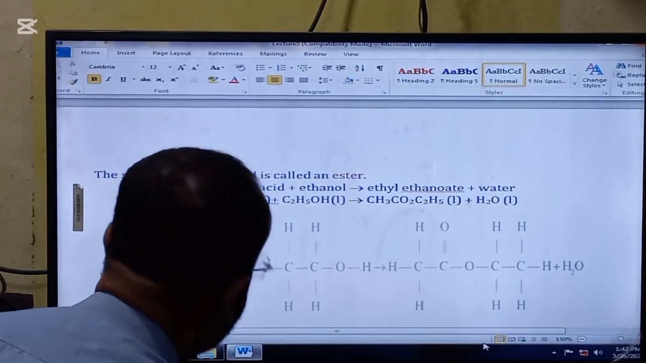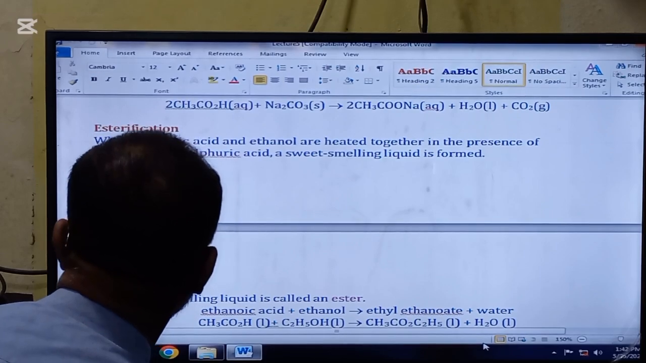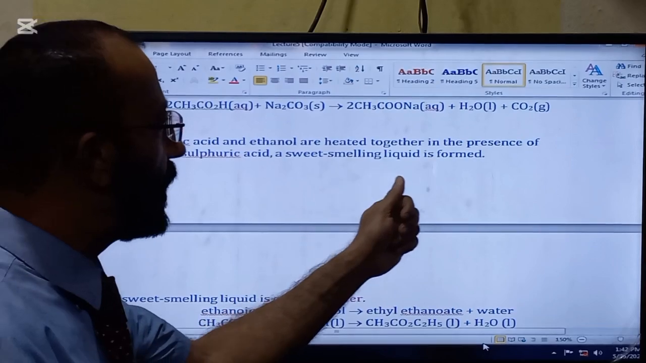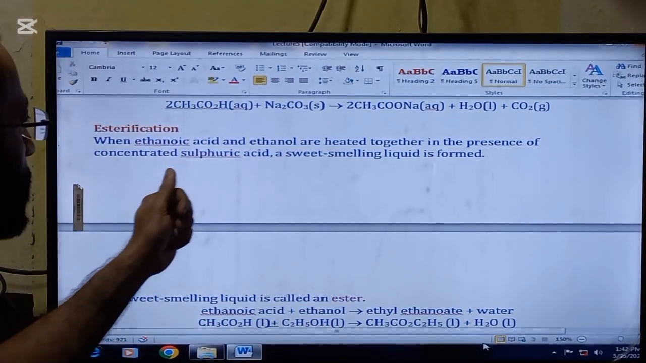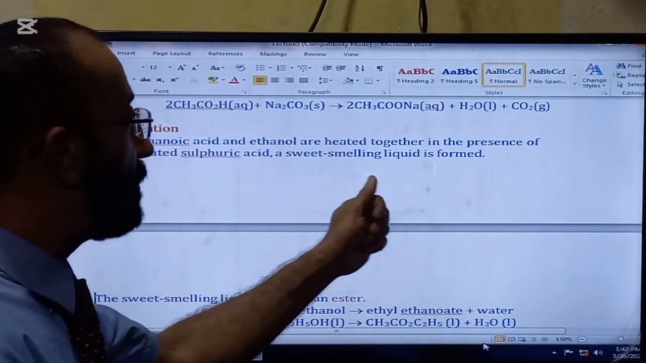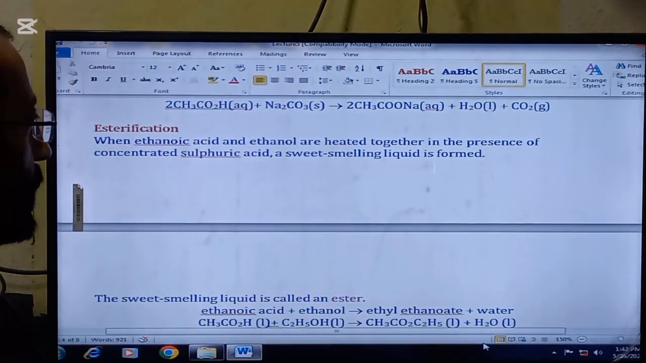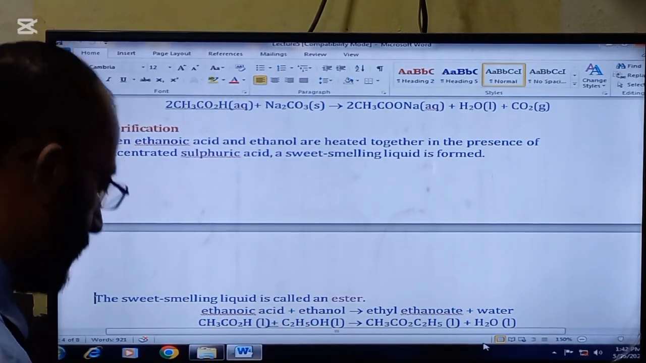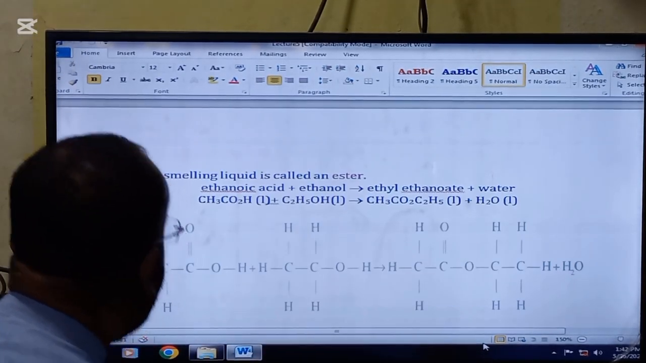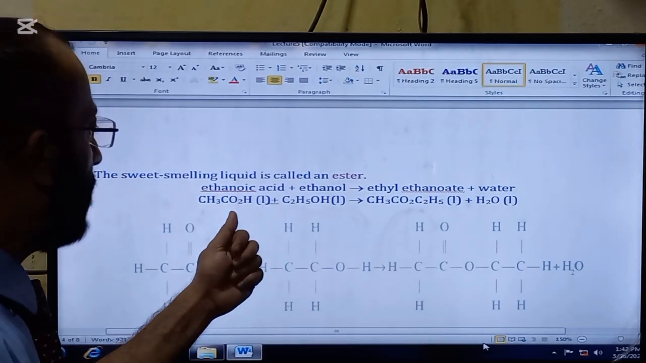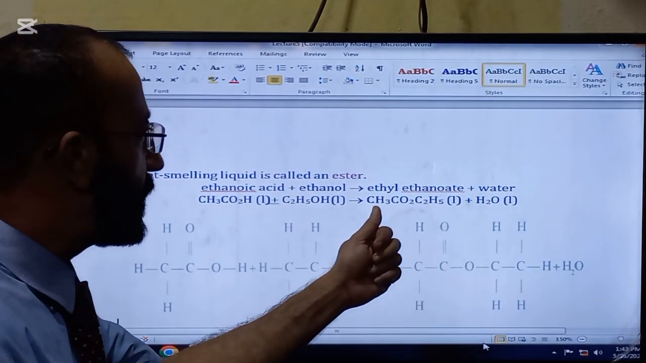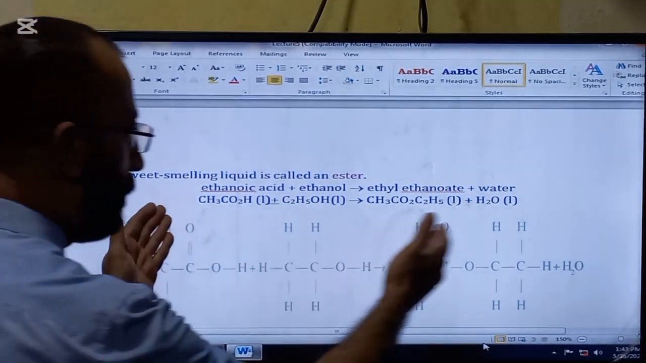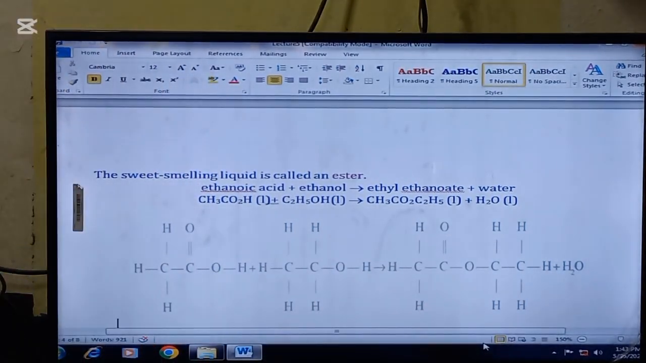Next reaction is esterification. When ethanoic acid and ethanol are heated together in the presence of concentrated sulfuric acid, a sweet smelling liquid is formed that is called ester. Here is the equation. Ethanoic acid reacting with ethanol forms ethyl ethanoate and water. Here is the equation and here is the structural equation.